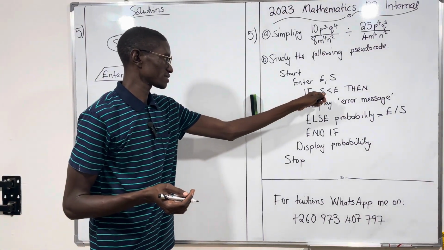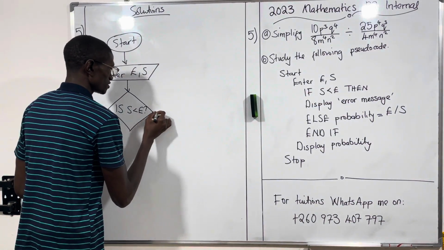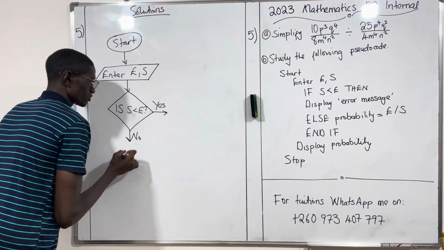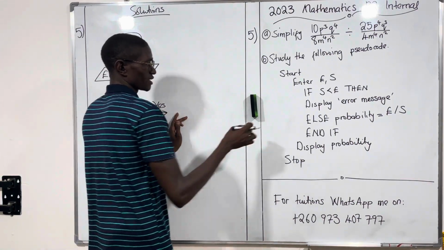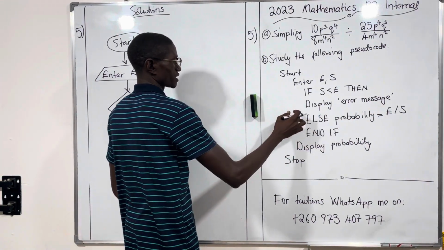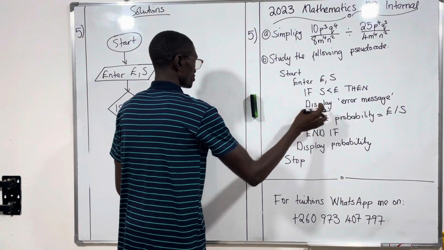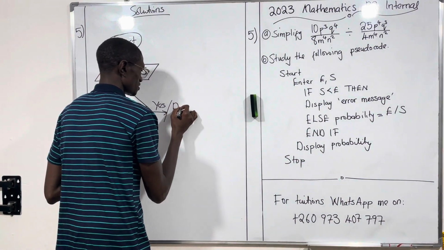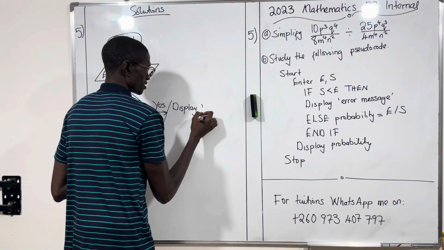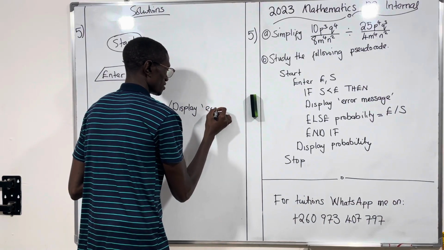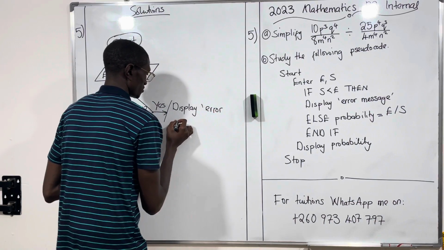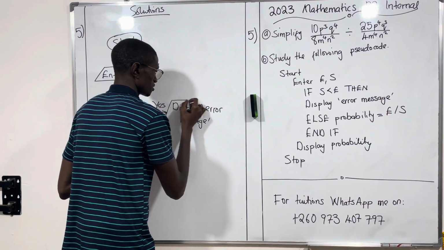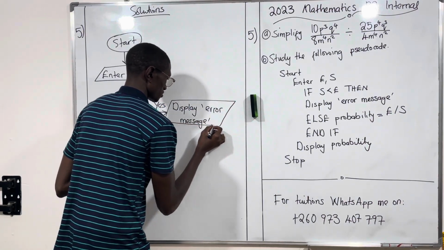Is S less than E. On this side you're going to have yes, and then down here you're going to have no. When it is yes, you will then proceed to the next line of code, where it says display error message. We said whenever you see display, you have to use a parallelogram. So I'm going to say display. Just copy the message the way it is appearing and you punctuate it accordingly. Error. So let me put the message down here. Display error message. Then you can close the shape.